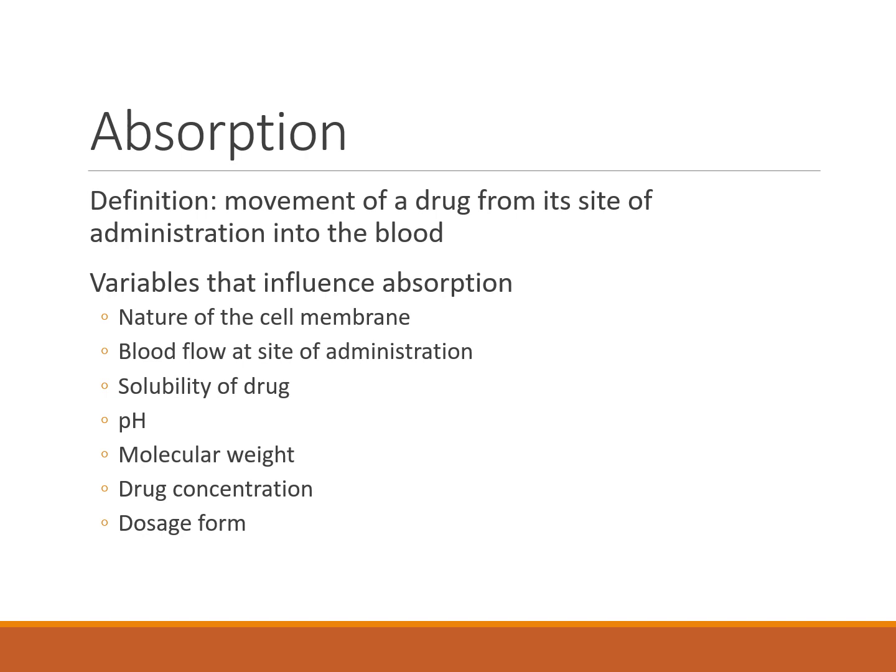Then you're talking, there could be some great loss if it has a large first pass effect. So variables that influence this absorption: the nature of the cell membrane, blood flow at the site of administration, solubility of the drug. We'll talk about phase 1 and phase 2 of metabolism soon. The more water solubility of the drug, the greater the absorption of the drug. pH, and that's referring to the gastric pH, molecular weight, drug concentration, and dosage form.